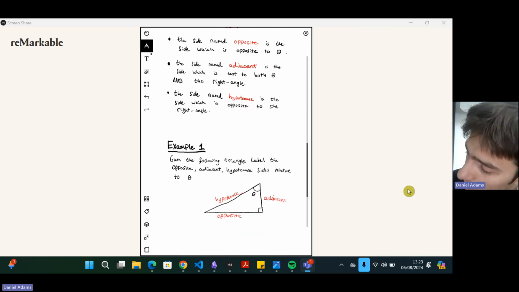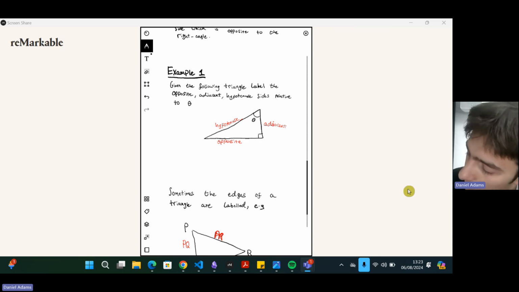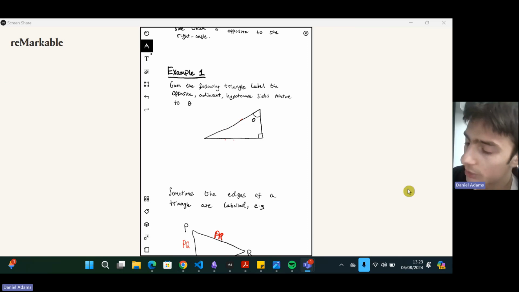So let's just cement that understanding by taking another right-angled triangle, which I've drawn here, and seeing if we can label the sides relative to theta. So let's ask ourselves, what is the opposite side? Well, the opposite side, you look at your right-angled triangle, you notice you have your angle theta, you look opposite to that, and therefore this one you label as the opposite side.